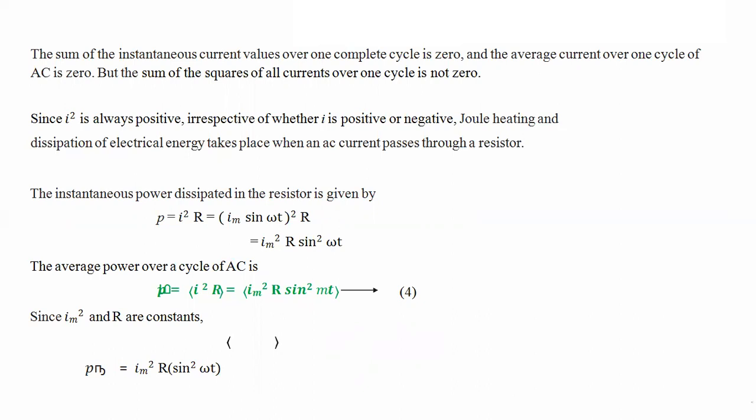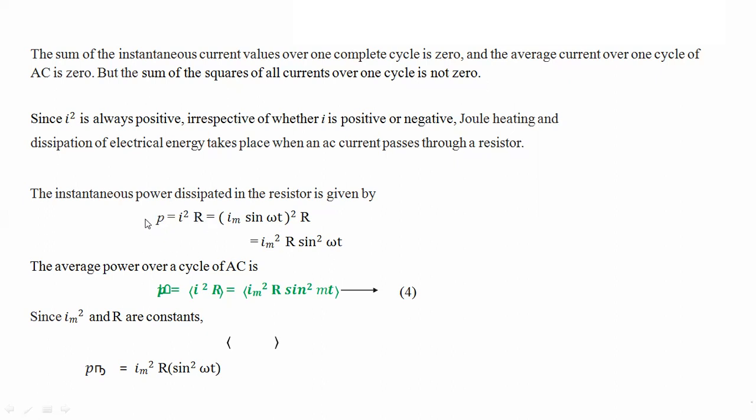Though the average value for a complete cycle is zero, the sum of the squares of all the currents for one complete cycle is not zero. So I square is always positive, irrespective of whether I is positive or negative. So Joule heating and dissipation of electrical energy takes place when an AC current passes through a resistance. The energy is utilized in the form of heat energy in the resistor. So the instantaneous power dissipated in the resistor is given by P is equal to I square R.